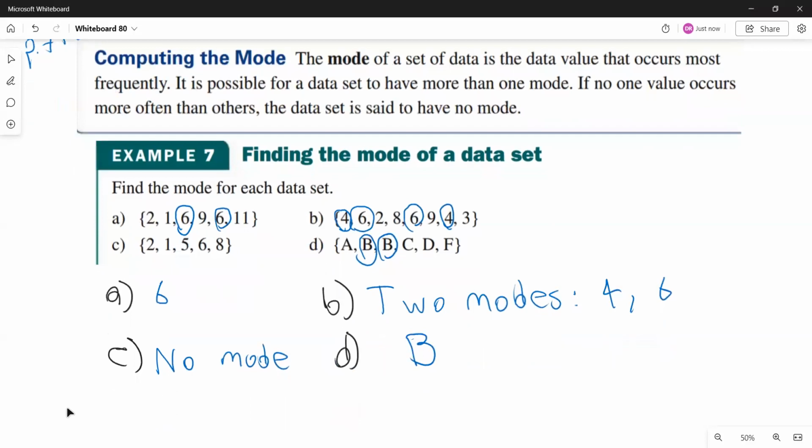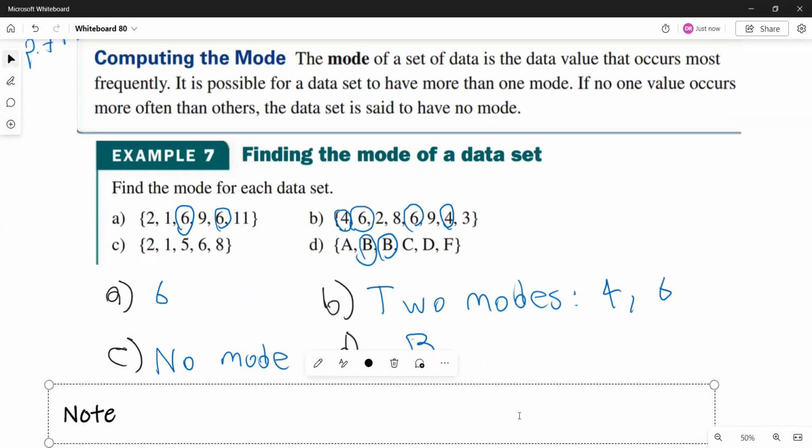So that's the note, that the mode is useful mainly for qualitative data.